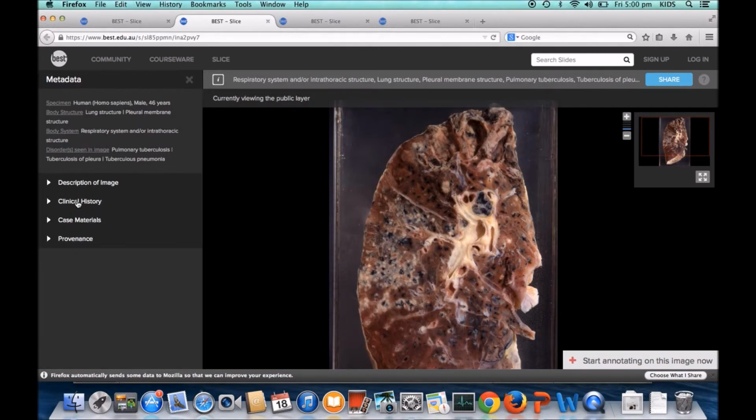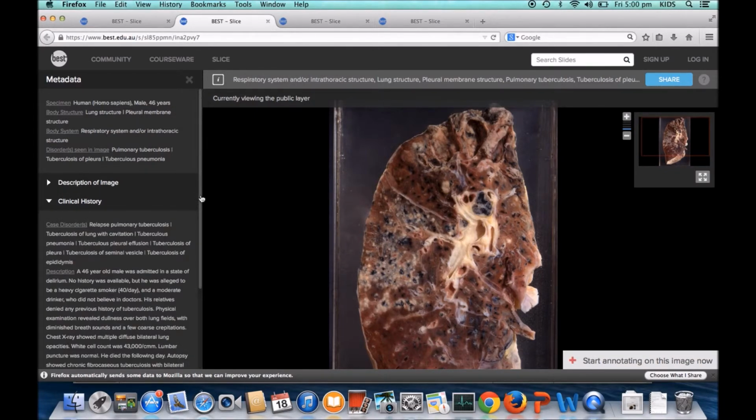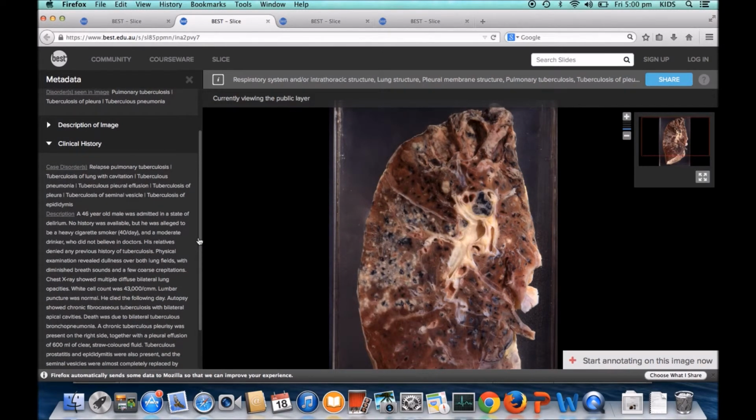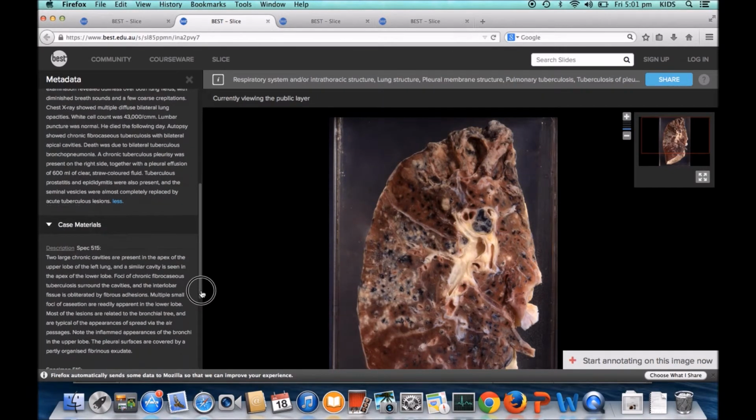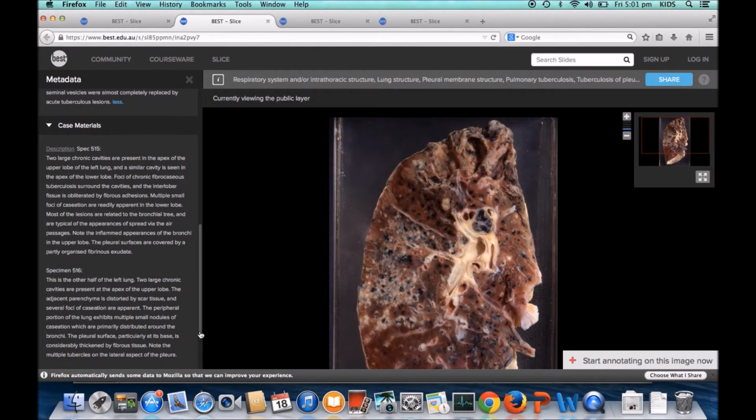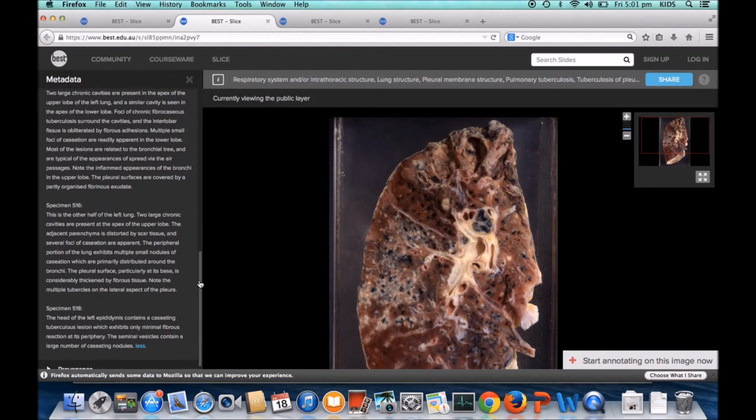Our next subdivision is clinical history, where information about the disorders that a subject has had during their lifetime are captured, even if they aren't visible in the image itself. We also have a de-identified description of their clinical history. The case materials section is a place where information relating to a group of images can be recorded. So it might be an overview of a number of specimens that all relate to the one incident, such as in this example with specimen 515, 516, and 518.